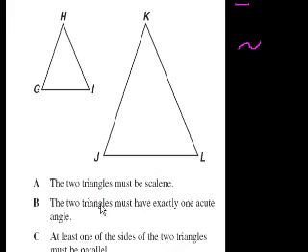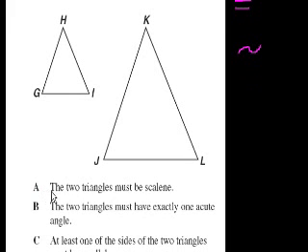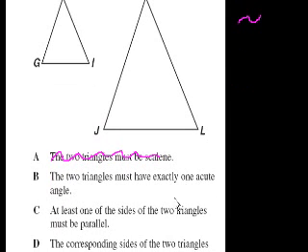The two triangles must be scaling. Now, you could have similar triangles that are isosceles or equilateral. That's not right. The two triangles must have exactly one acute angle. No, they could have two acute angles. They could have three acute angles. The way that they've drawn here, actually, all of them are acute. None of these angles are greater than 90 degrees, just the way they've drawn. So that's not right. Some of these statements are so crazy that they're hard to process.